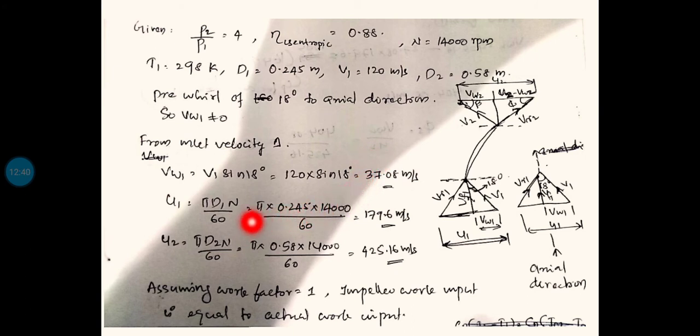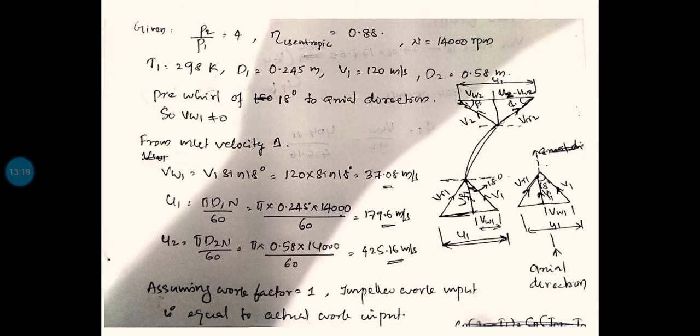Now since diameter and speed at the inlet are given, you can calculate U1 equal to pi D1 N by 60, and you get 179.6 meter per second. D2 is given and N is also known, so U2 will be equal to 425.16 meter per second. Now assuming work factor equal to 1, since in this problem no work factor is given. The advantage of assuming work factor equal to 1 is that we can equate both works: the actual work required will be equal to the Euler work or impeller work required.